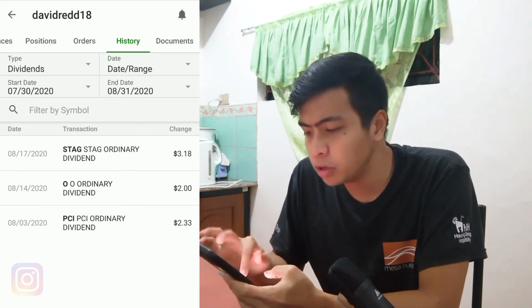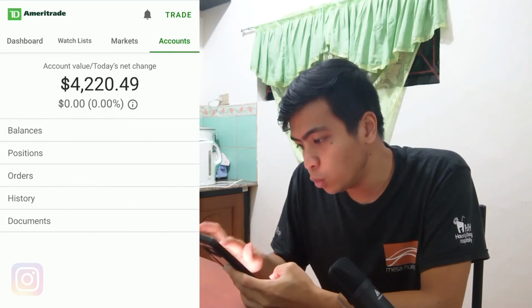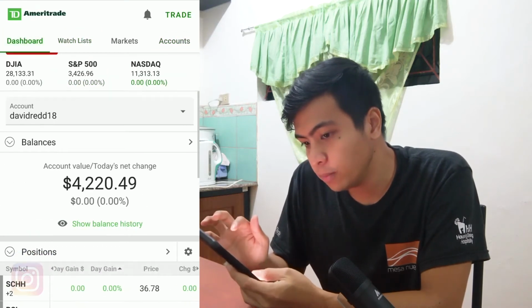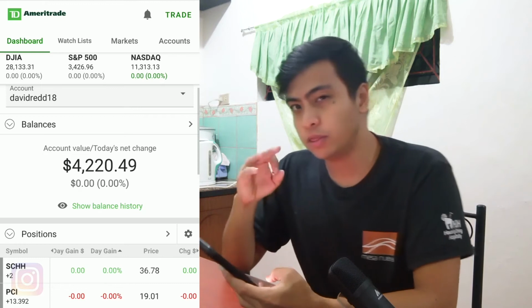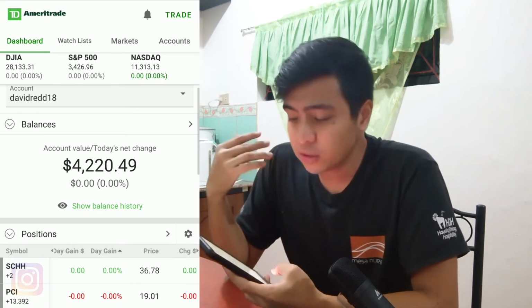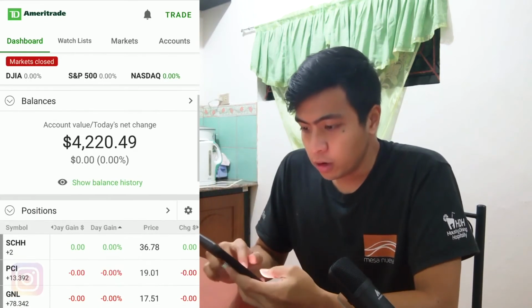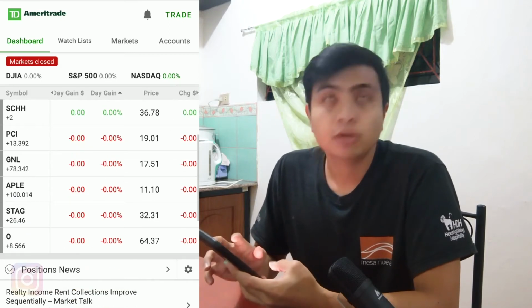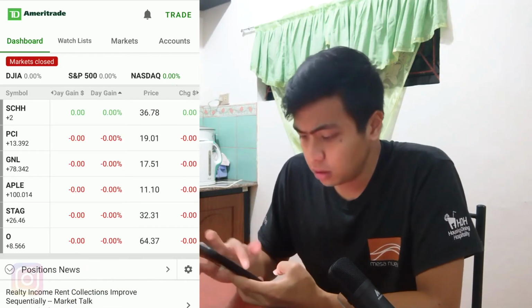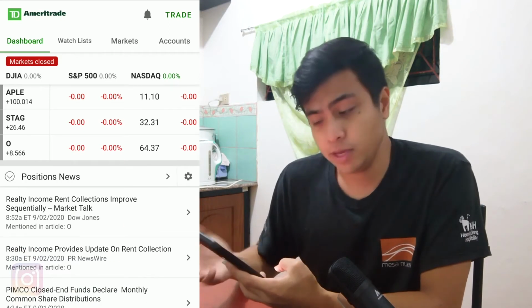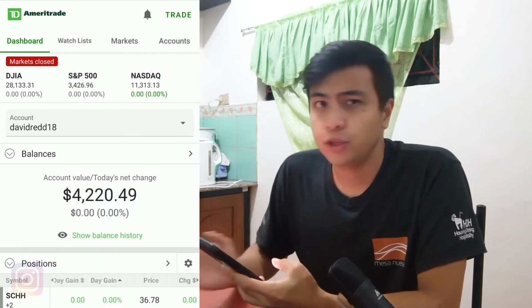Pretty small amount, but we're getting a lot of consistent payouts from these 3 stocks, so that's very good. If they actually keep on increasing, then that's a good result for me. But anyway, that's pretty much it for TD Ameritrade.